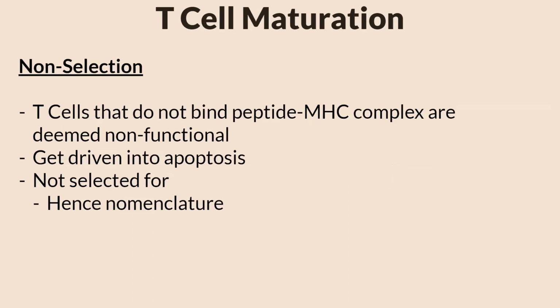So there are 3 different types of selection that we've talked about, but we'll cover them again. So you have non-selection, the T cells that simply do not bind the MHC peptide complex. And these cells get driven into apoptosis almost immediately. They are not selected for, therefore non-selection. Pretty straightforward.